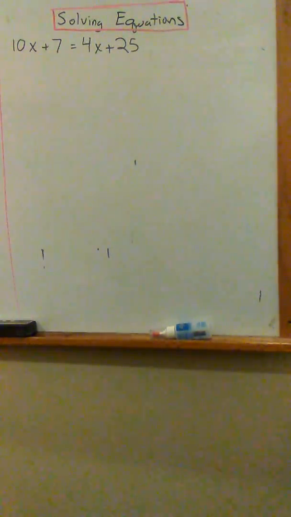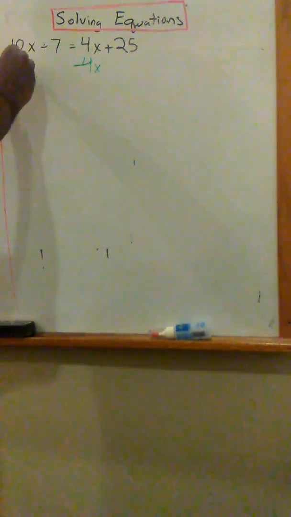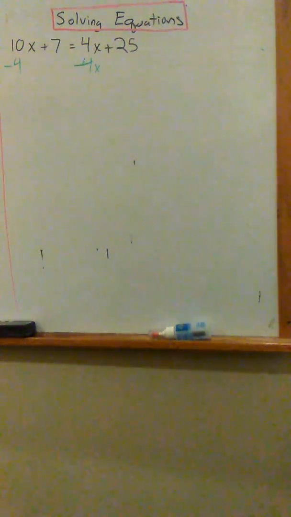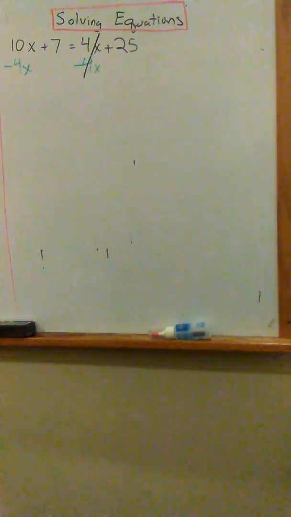Add, subtract, multiply, divide. There's your hint. Okay, subtract. Subtract what? 4x. So subtract 4x from both sides. On the right-hand side, 4x goes away, because 4x minus 4x is nada. And then on the left-hand side, what's 10x minus 4x?